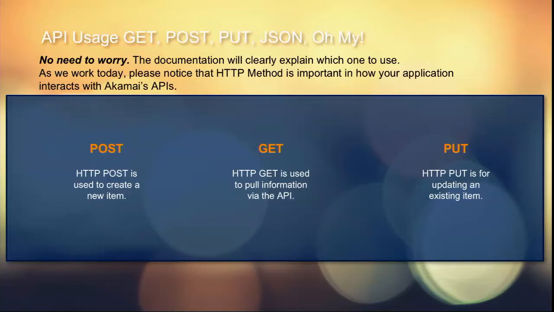Typically, HTTP post is used to create a new item, get is used to pull information via the API, and put is used to update an existing item. But the nice thing is you really don't have to know. The developer.akamai.com site tells you exactly which one to use. So that's the point I want to make about this: the documentation is surprisingly really good.